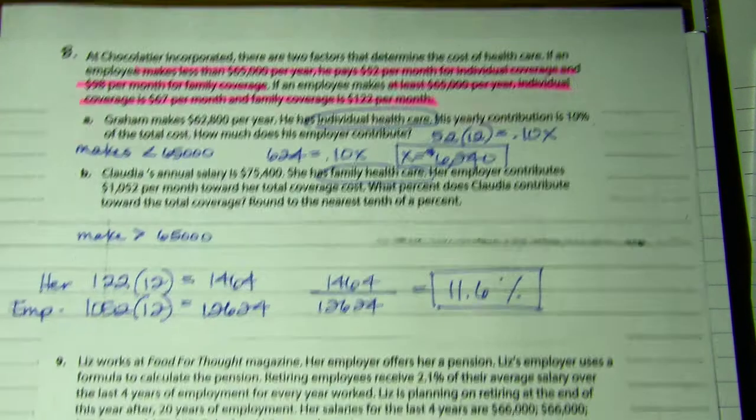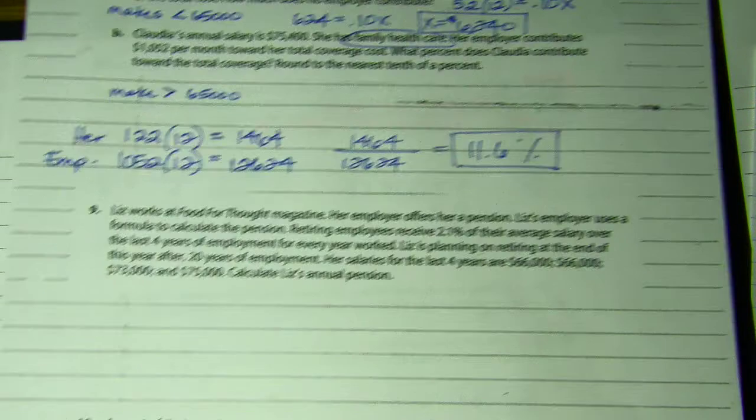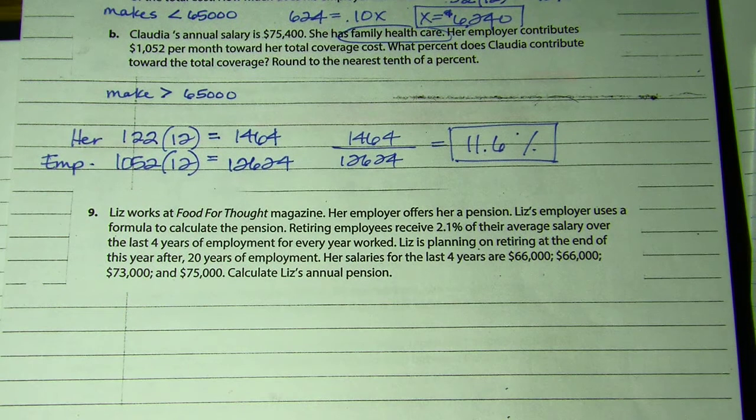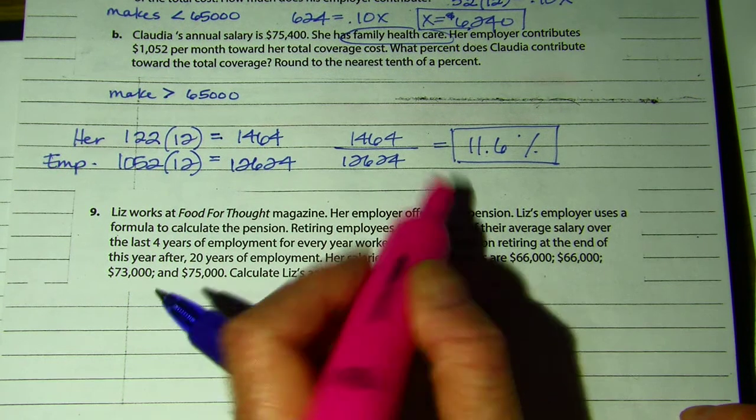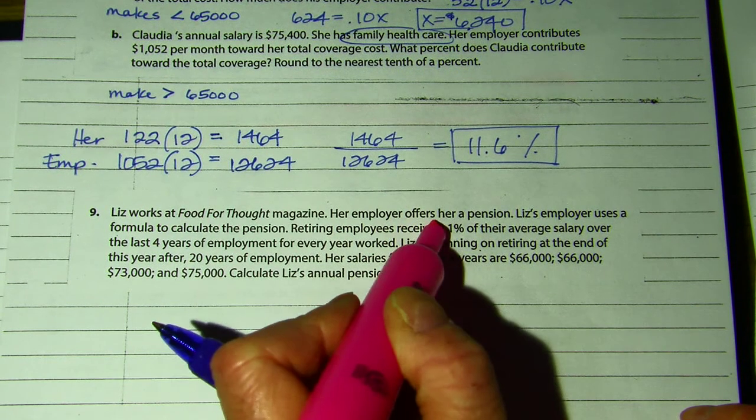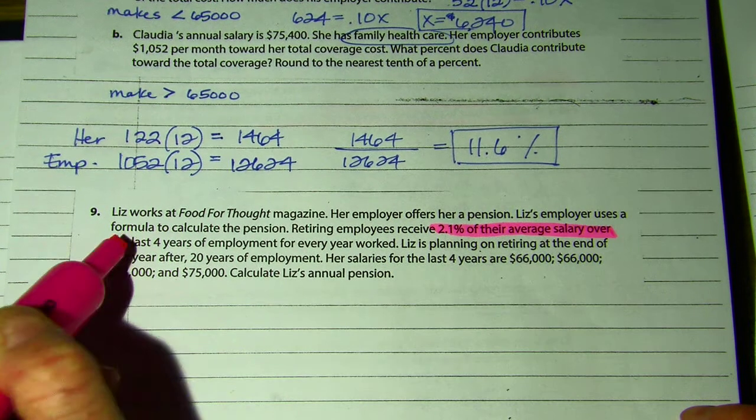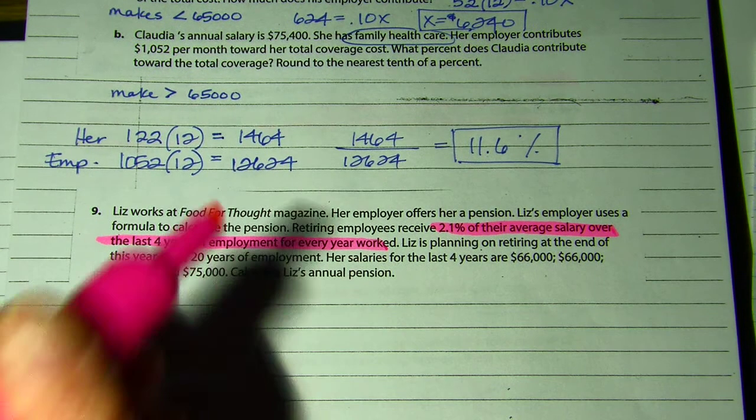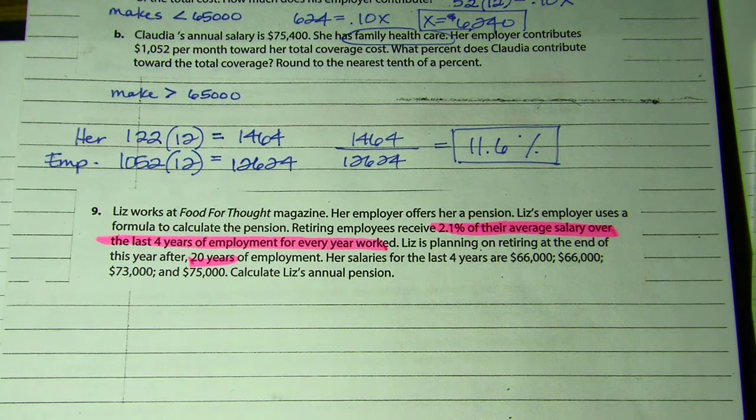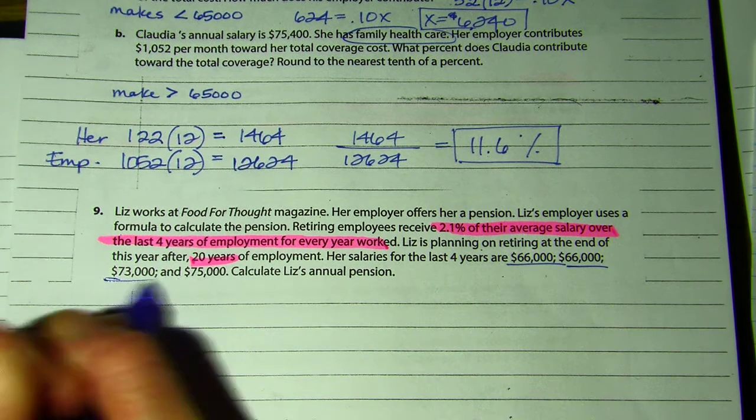Next one. So these are on pensions. Liz's employer uses a formula. Retiring employees receive 2.1% of their average salary over the last 4 years for every year worked. So she's worked 20 years, and here are her last 4 years' salary.